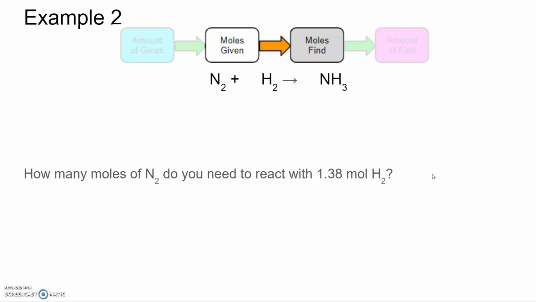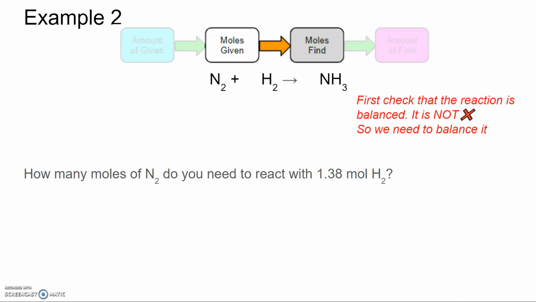So in this example, we're asked how many moles of nitrogen do you need to react with 1.38 moles of hydrogen? So we have a chemical equation here. First thing we need to do before we get started in solving is make sure this is balanced, because if it's not balanced, we don't have our recipe. So we won't be able to know, according to the recipe, how many moles of nitrogen we would need for a certain amount of hydrogen and vice versa. So let's go ahead and check this.